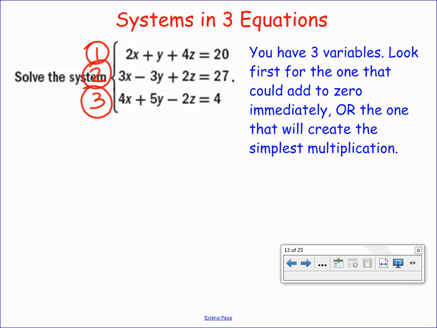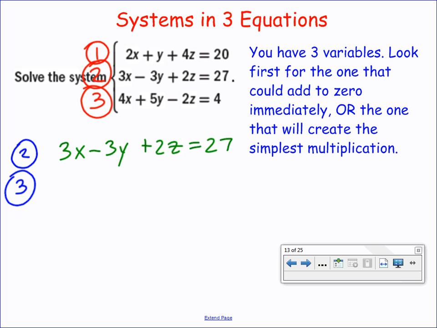In equation 2, my z term is positive 2z. In equation 3, my z term is negative 2z. Those are already exact opposites. And so what I'm going to do to eliminate the z's is to add equations 2 and 3 together as is. Let's rewrite equation 2. Equation 2 as is was 3x minus 3y plus 2z equals 27. Equation 3 as is, 4x plus 5y minus 2z equals 4.